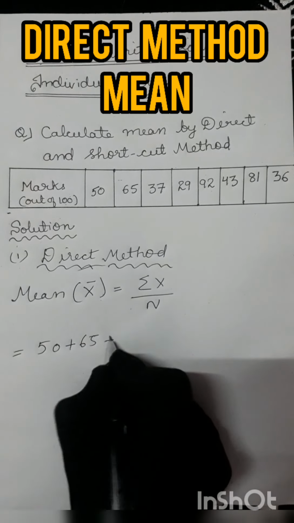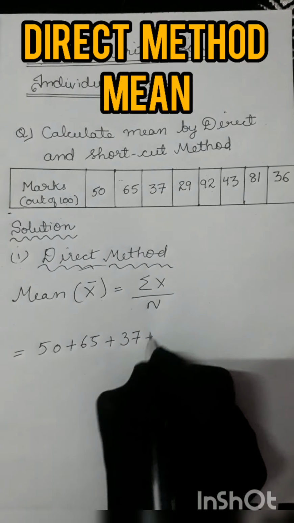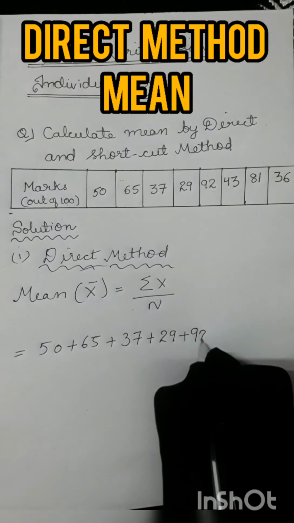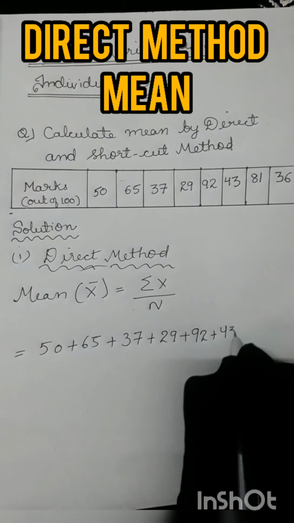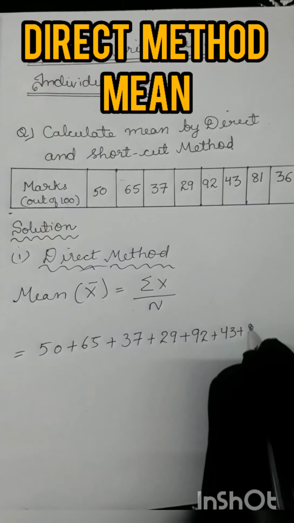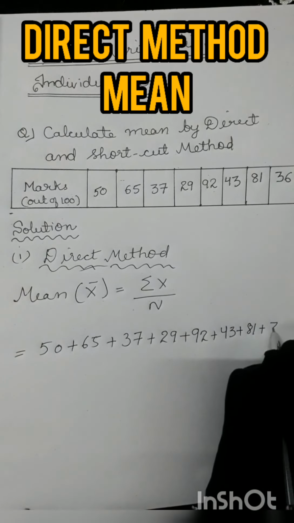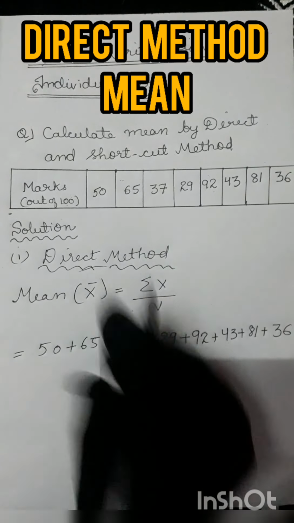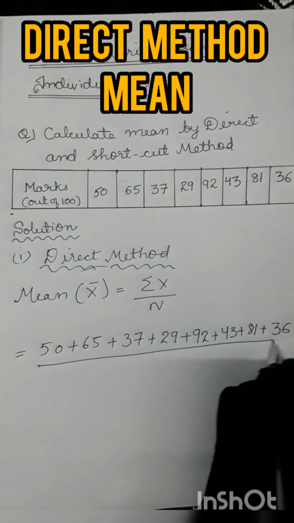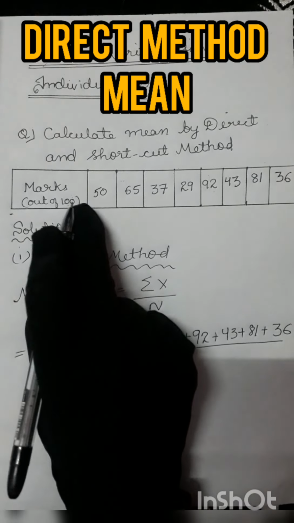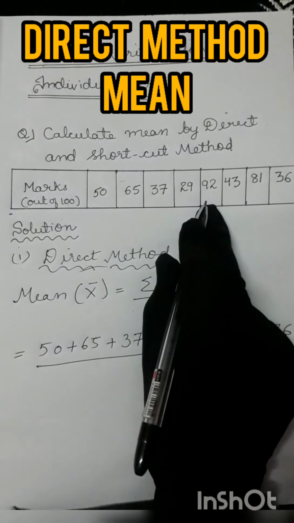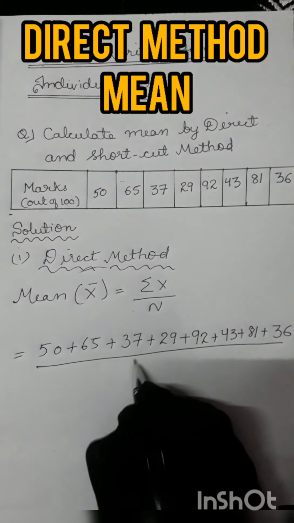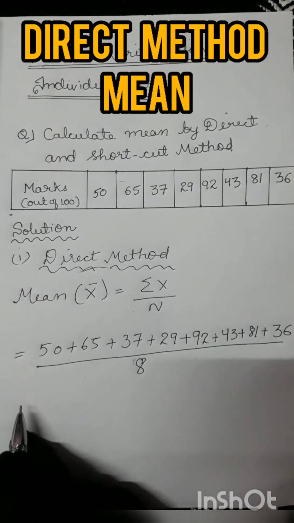50 plus 65 plus 37 plus 29 plus 92 plus 43 plus 81 plus 36 divided by number of items. N is number of items, 1 2 3 4 5 6 7 8. So we have 8 items. It means n is equals to 8.